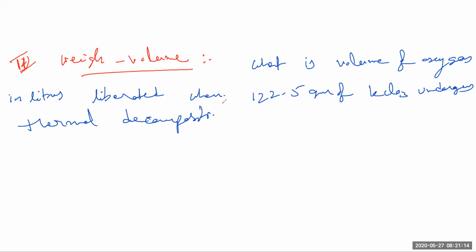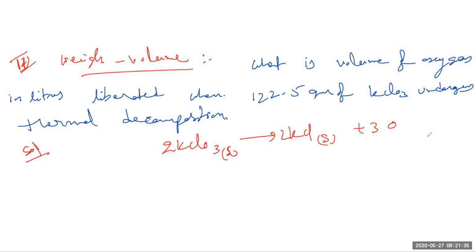Same reaction. So what is the solution now? The reaction is the same, right? What is the reaction? 2 KClO3 solid gives 2 moles of KCl, also solid, plus 3 O2, which is the gas. Physical state also you can show it. So based on this, calculate and tell the answer in liters.